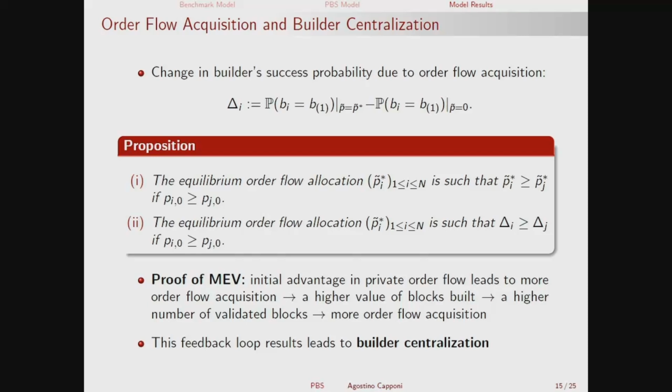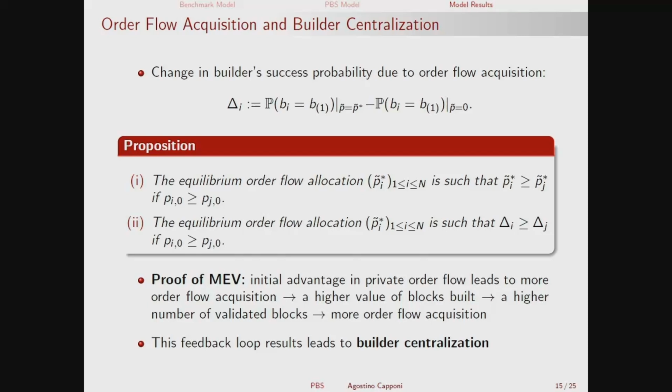build in the beginning. So that basically means that if you have an initial advantage, which means that your PI0, your initial probability, is larger in order flow acquisition, then you will be able to have a higher value of the blocks that are being built, simply because the order flow provider will select you with higher probability. This will mean that you will have a higher number of validated blocks, and then you will get even more order flow, right? So that's the feedback effect. So if you have an initial advantage in order flow acquisition, you will get more order flow, and as a result, you may think that this will lead to builder centralization, right?